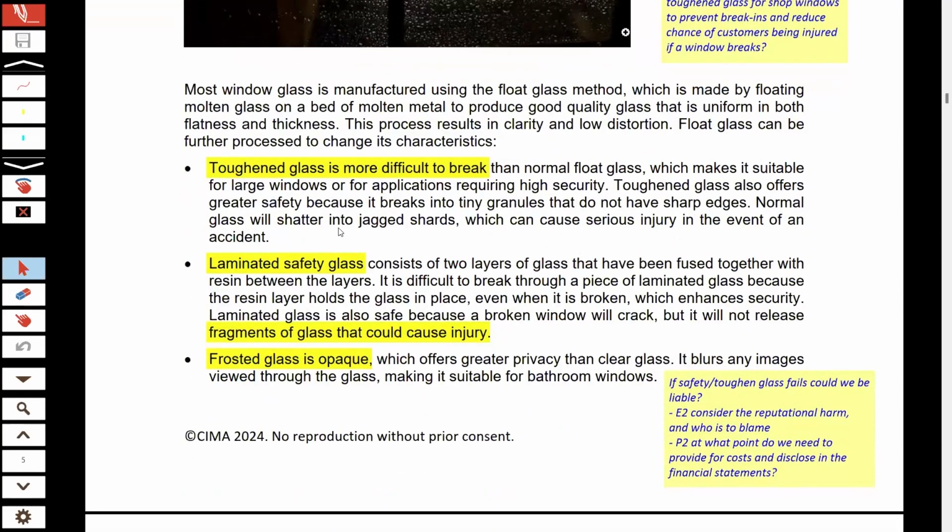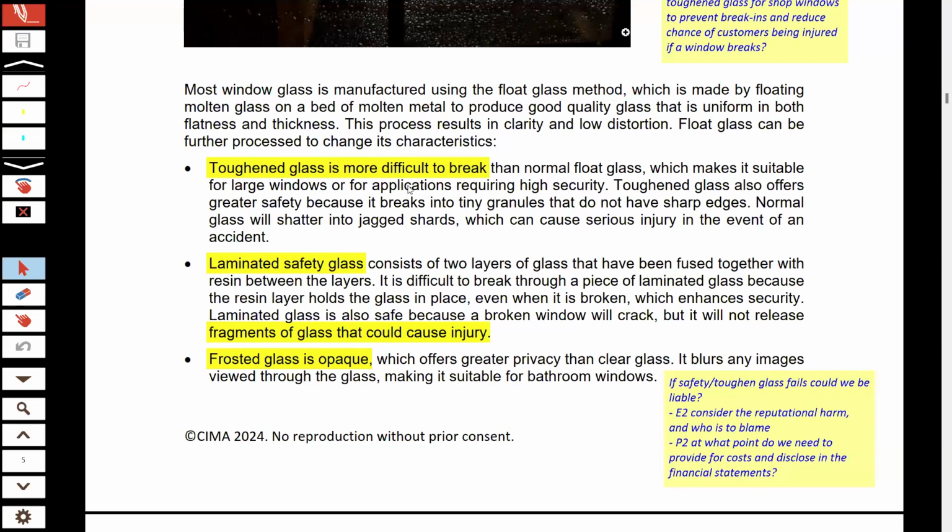Now, on this page, it talks about these different characteristics that the glass can be manufactured to have. So there's toughened glass for security and for safety. If it breaks, it breaks into tiny little granules. If you have a car, you will know that your car windscreen is made out of toughened glass. If it's hit by a stone, it doesn't break into large, big, sharp pieces. It shatters into tiny granules that don't have sharp edges, which therefore would not cause injury.